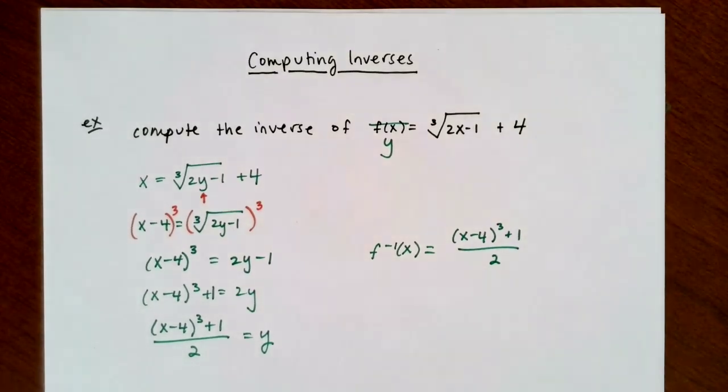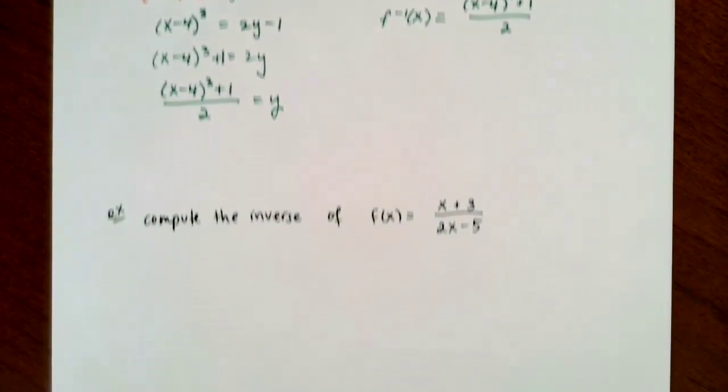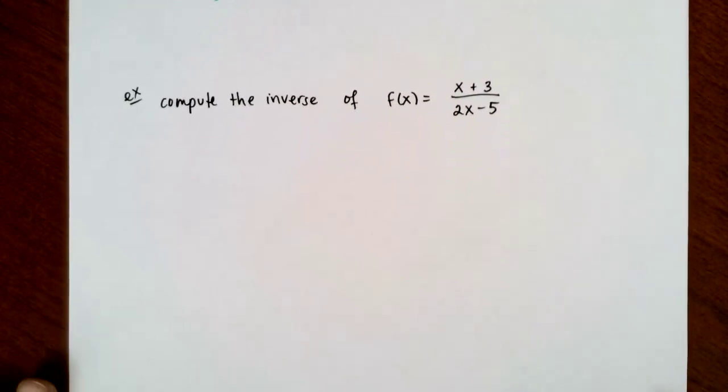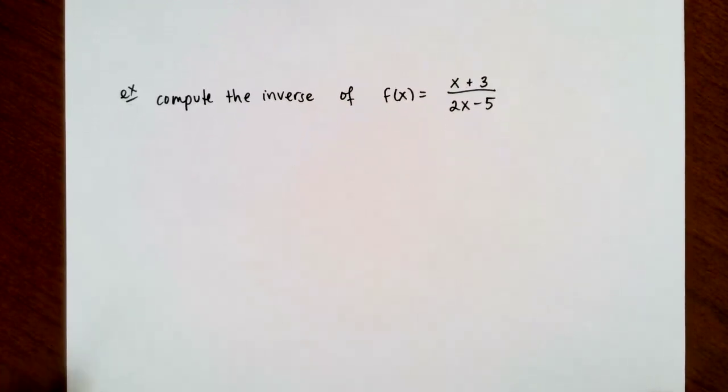Okay, now to our second example. We have the inverse of x plus 3 over 2x minus 5. This is a really common type of function that you see for this, this computing inverses section.